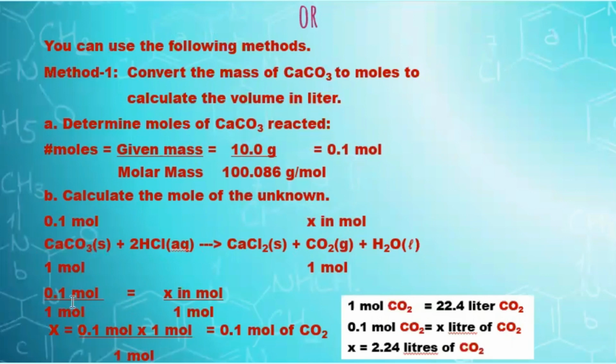0.1 mole divided by 1 mole equals X in mole divided by 1 mole. X gives 0.1 mole of carbon dioxide produced. 1 mole of any gas, that means 1 mole of carbon dioxide in our example, will occupy 22.4 liters, and 0.1 mole of carbon dioxide will occupy X liters, and X gives 2.24 liters of CO2.